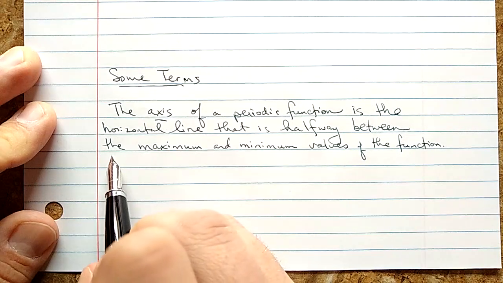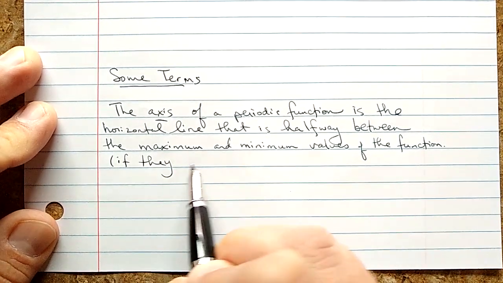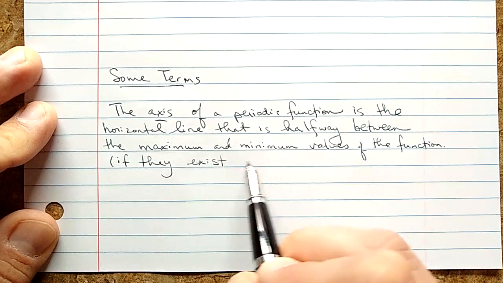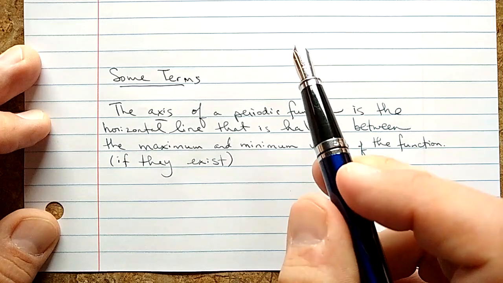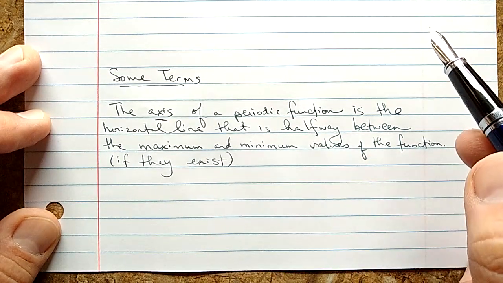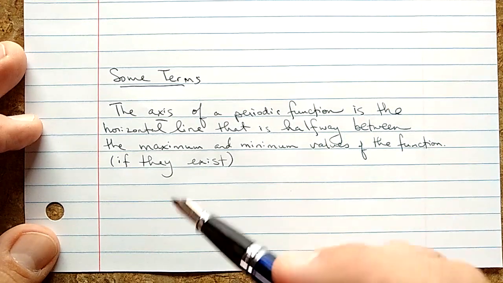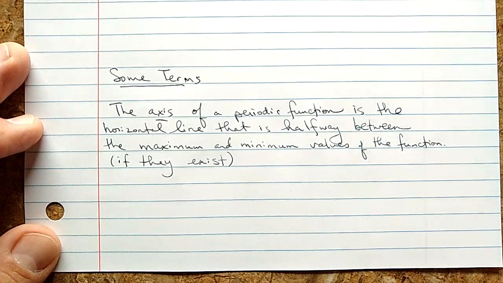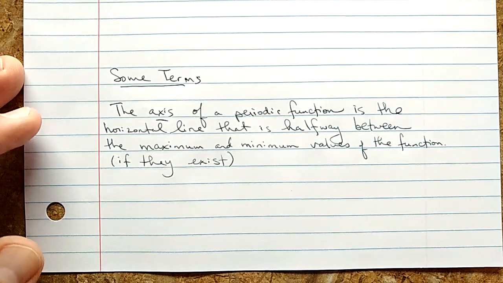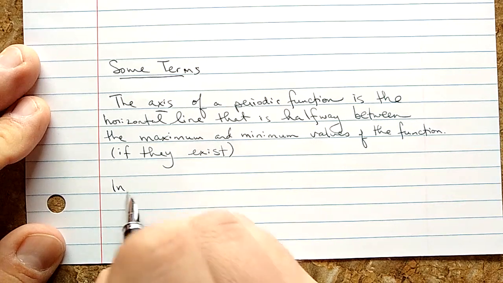And I should maybe write "if they exist," because there are periodic functions that don't have a maximum or minimum value. For example, something that goes up forever and then repeats, goes up forever, has a break in it, goes up forever, won't have an axis. But anything that looks like this, that has a top and a bottom, will have an axis as well.